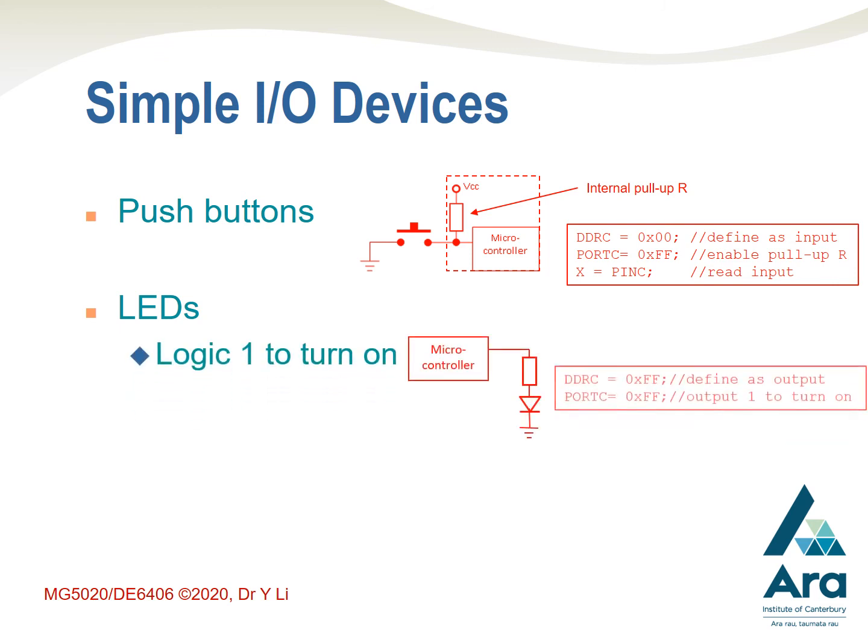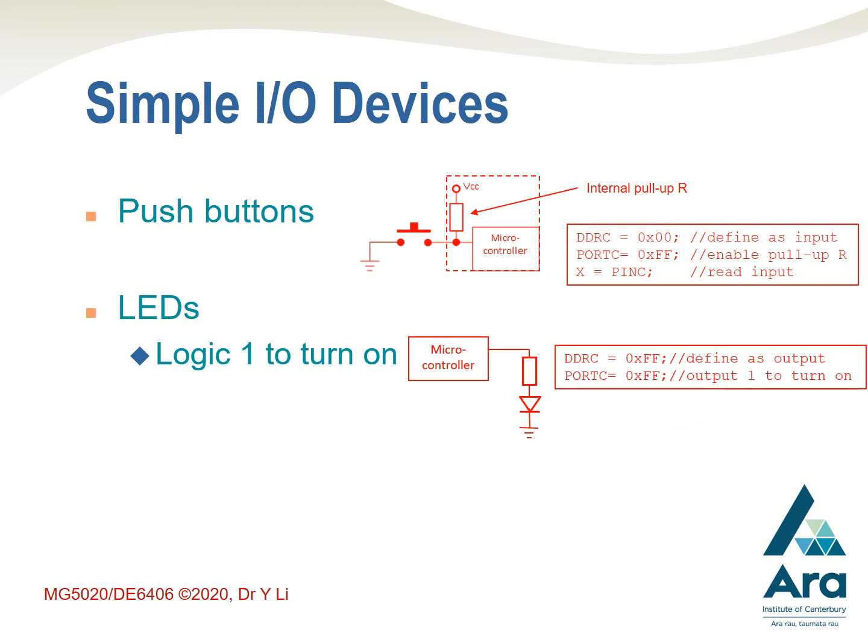For the LED, we can use logic 1 to turn it on, where you connect the LED through a current limit resistor to the output pin. So in the C language statement, define the port as output using DDRF, and then output the value 1 to turn on the LED.